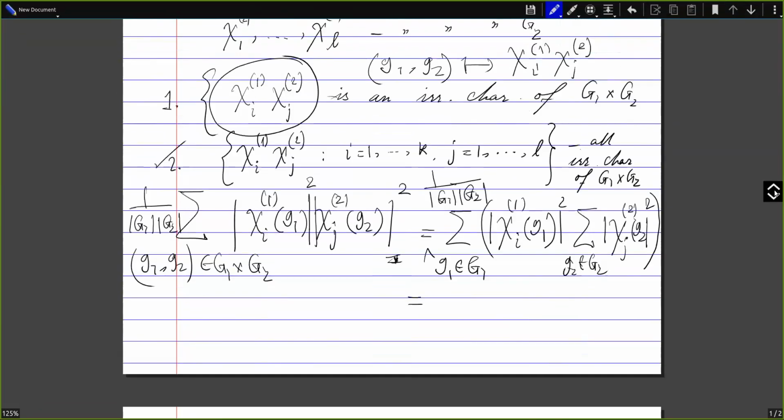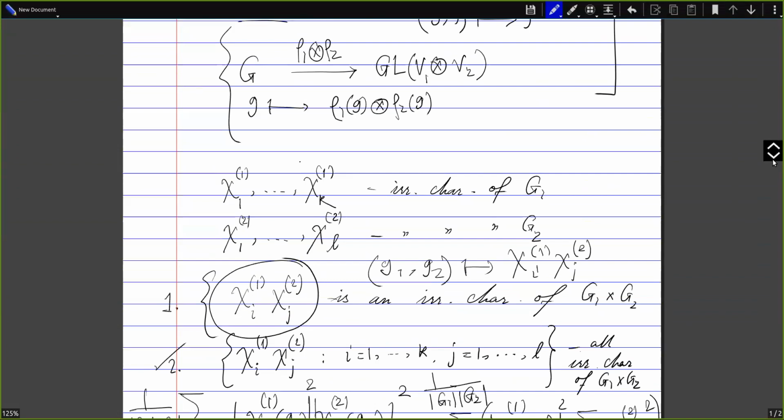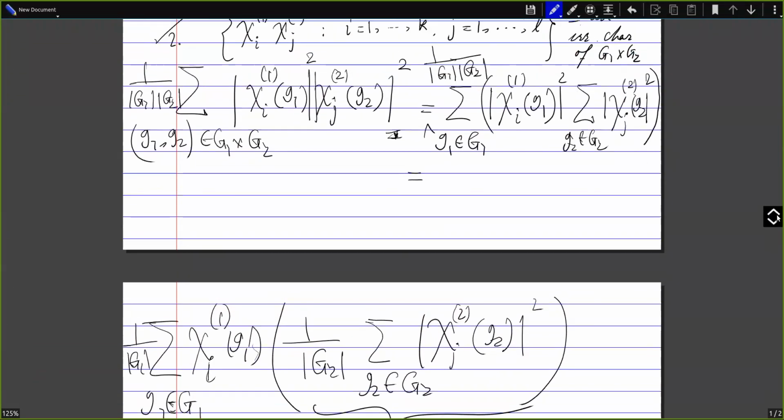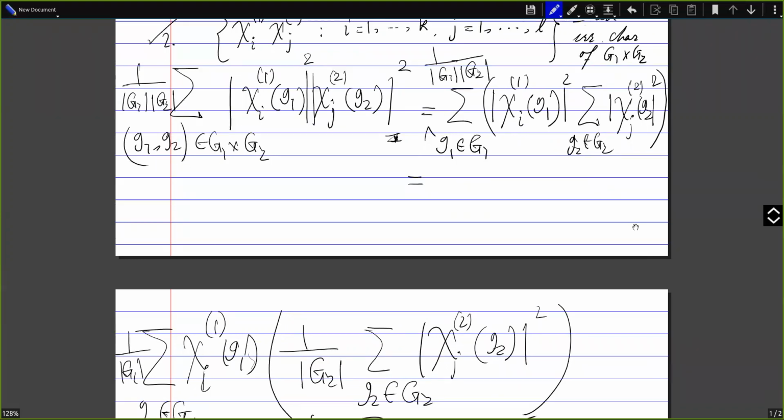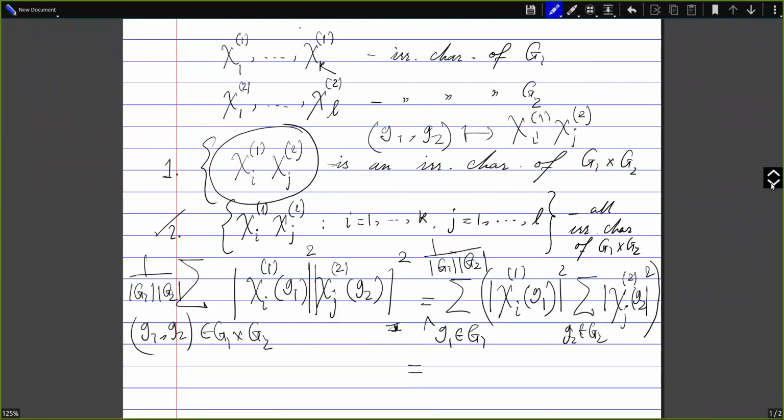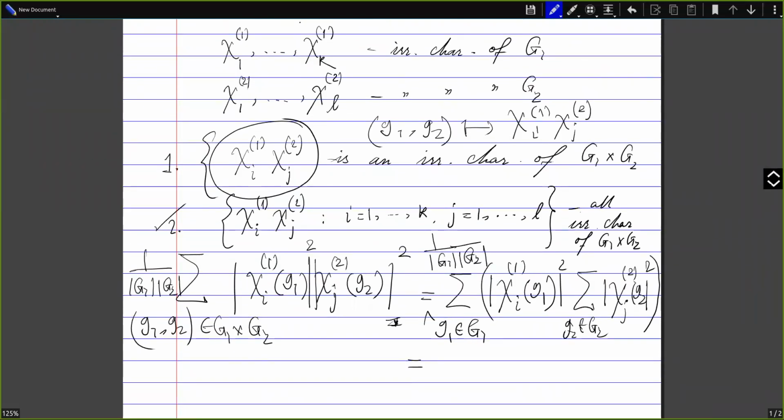So our approach would be the following: if there is another irreducible character, then it has to be orthogonal to all members in this set, right? Because we know that irreducible characters always form an orthogonal basis. So if there is another irreducible character of the direct product, then that has to be orthogonal to all of these bases, all chi_i chi_j.